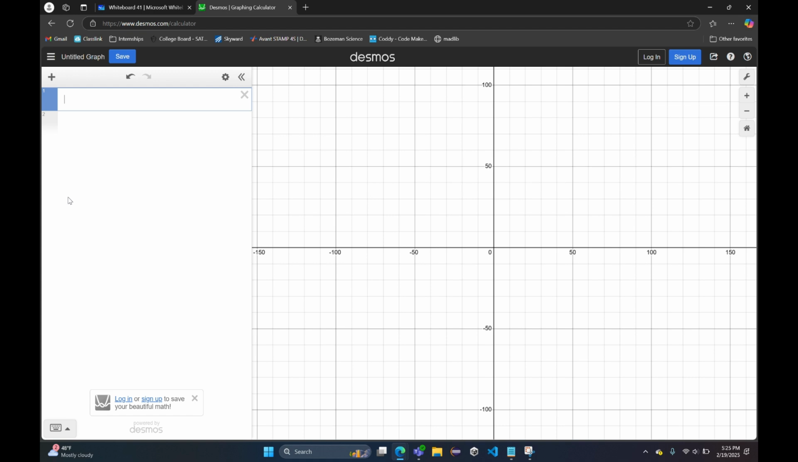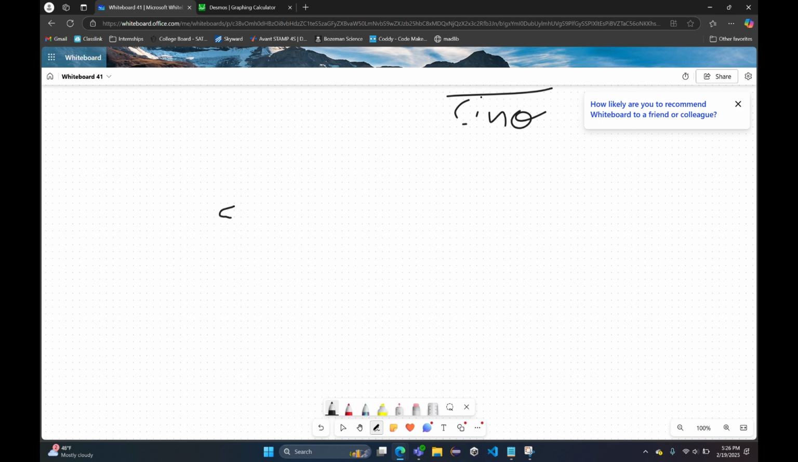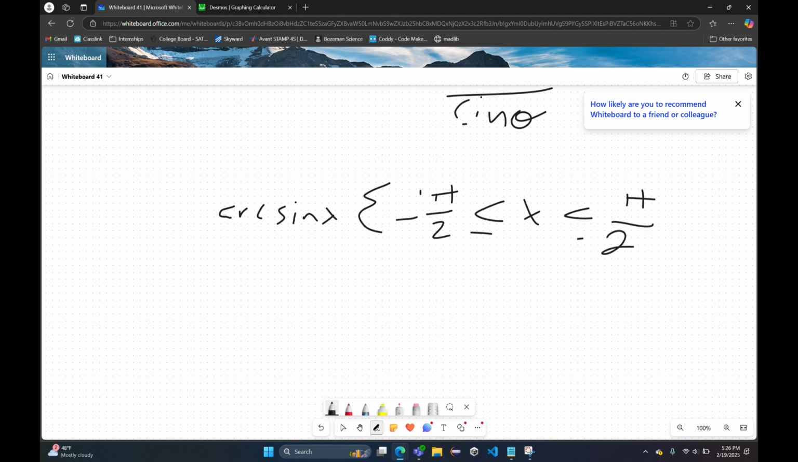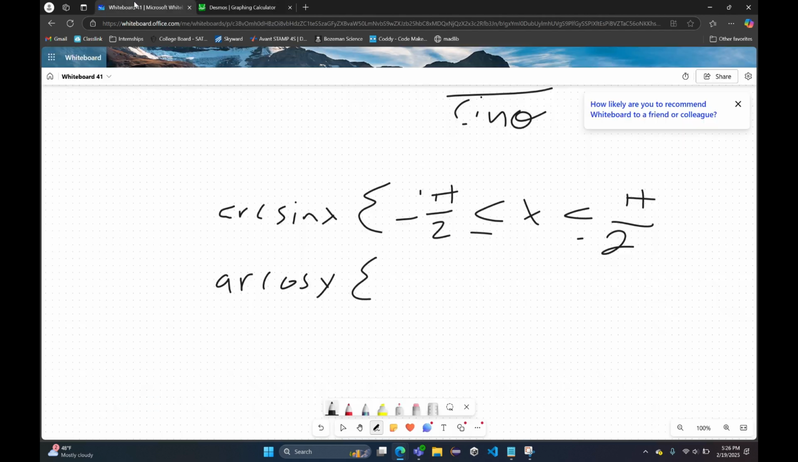Now let's look at that exact same thing, but for arc cos of x. Kind of zoomed out here. For arc cos of x, you can see it goes from 0 to pi. So let's actually write this down. The domain of arc sine of x is from negative pi over 2 less than or equal to x less than or equal to pi over 2. All right. Arc cos of x is going to be from here, 0 to pi. 0 is less than or equal to x is less than or equal to pi.